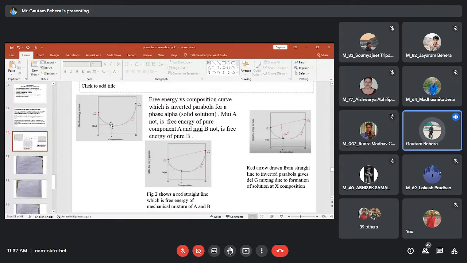And you have taken a composition X, and at that particular composition X, this is the free energy of the alpha phase at that particular composition, Gx. Okay, fine.